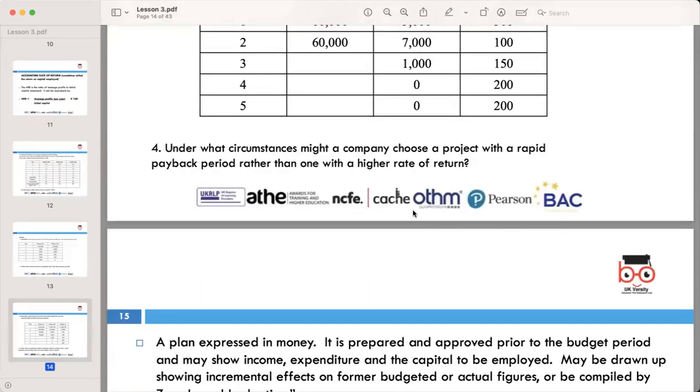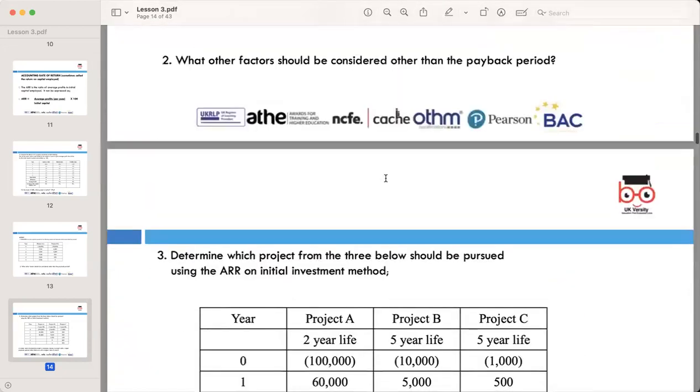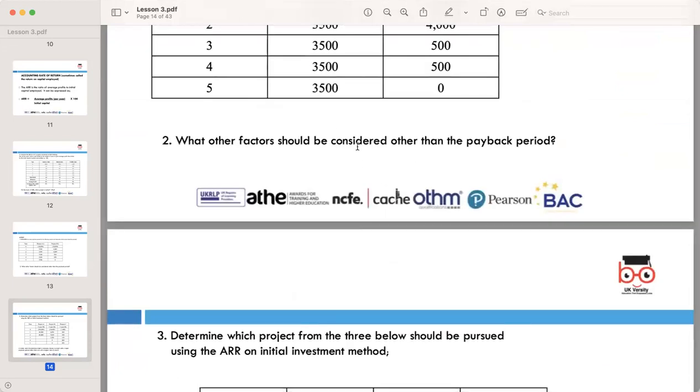Under what circumstances might a company choose a project with a rapid payback period rather than one with a higher rate of return? This is a question. It asks for factors to consider besides payback period. While the payback period provides a useful metric, it is important to consider additional factors when evaluating investment projects. Some of these factors include risk, cash flows, project lifespan, and discounted cash flow.